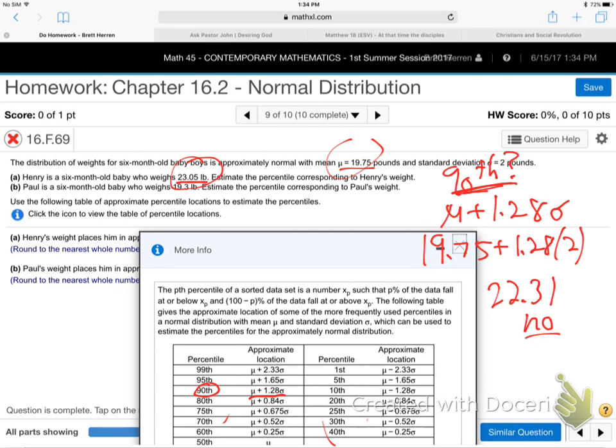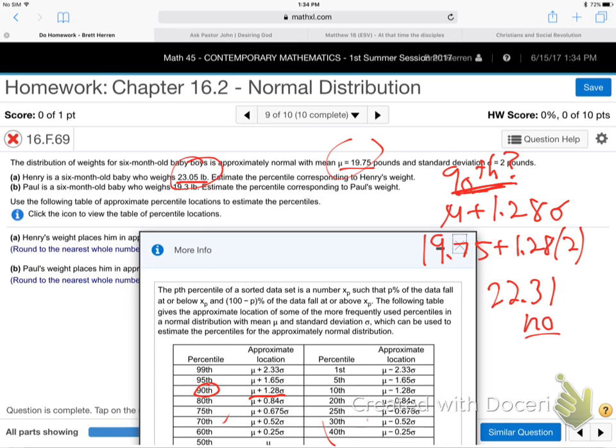I'm playing warmer, colder here, right? Do I need to go higher or lower from the 90th? Didn't work. I took a guess. I said maybe he's 90th. I used the 90th formula, plugged in, and got 22.31. Henry's like, no, that ain't me. I'm higher. I'm at 23, not at 22.